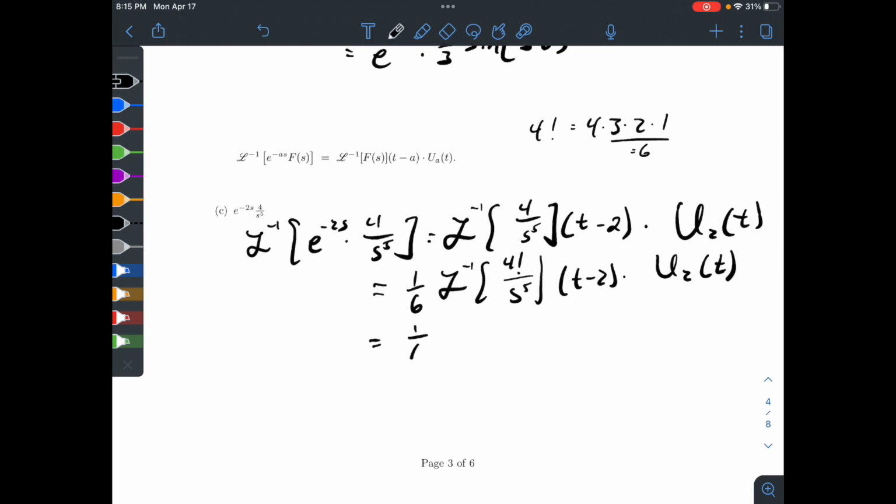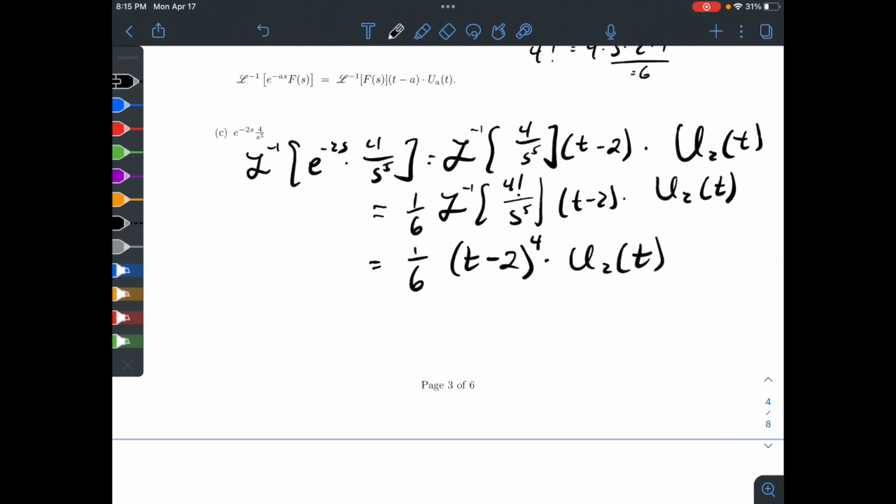And that is equal to, okay, so that should give us t to the 4th. But again, because of this t minus 2 over here, we have to plug in t minus 2 every time we see a t. So this is really t minus 2 to the 4th, and then times u sub 2 of t. So that's our inverse Laplace transform.